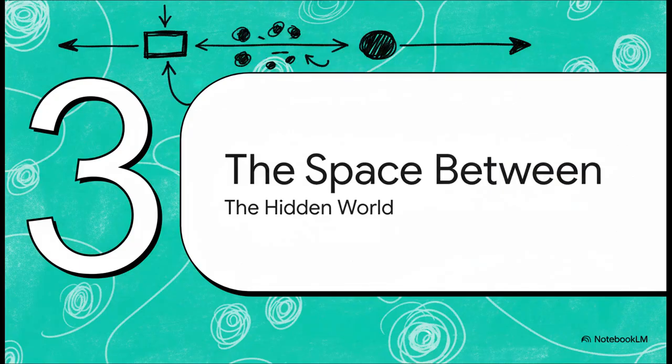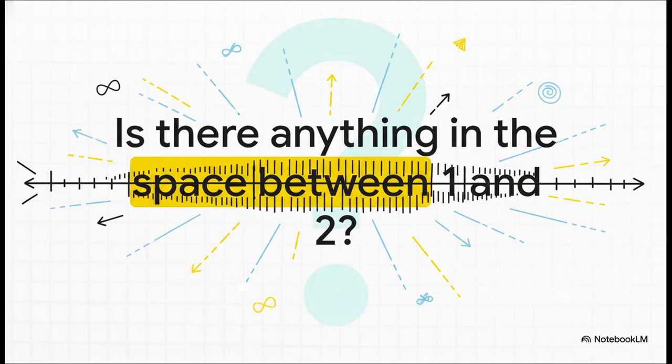Okay, so we've zoomed out to see the big picture. But what happens if we do the exact opposite? What if we zoom in? Let's go explore the hidden world that's packed into the space between the numbers. Seriously, think about that for a second. You have your mark for the number 1, and you have your mark for the number 2. Is that space between them just empty? Is it just blank space? Or is there something more hiding in plain sight?